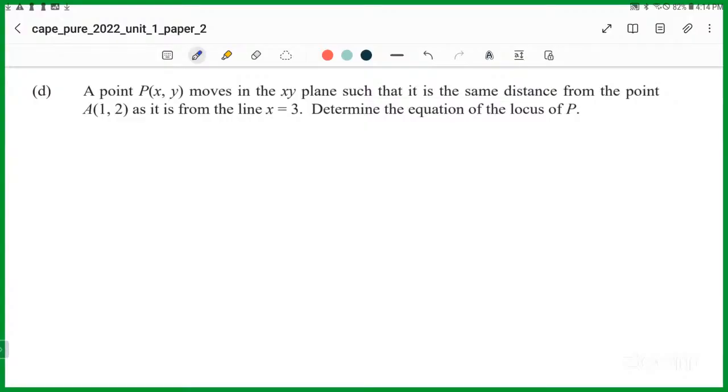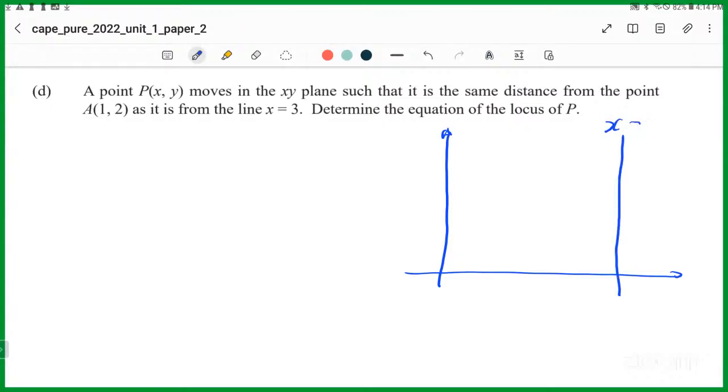All right, ready? Ready, guys? For this one, let's sketch it out, right? So the point P moves in the XY plane such that it is the same distance from this point as it is from this line. So let's sketch it out. So that you have your coordinate geometry system like this. And x equals 3 over here, x equals 3, at the point 1, 2, and here.